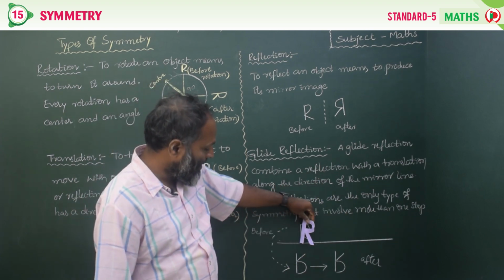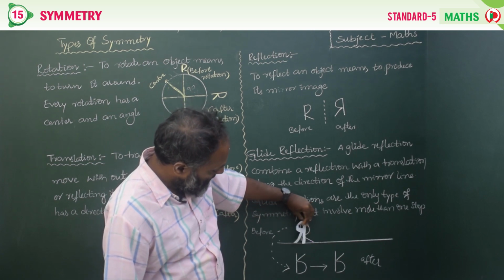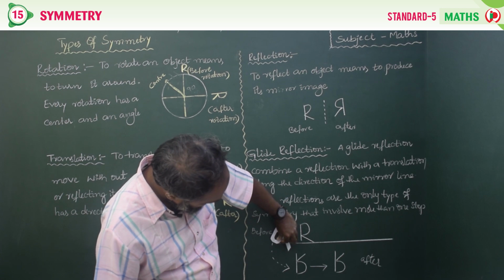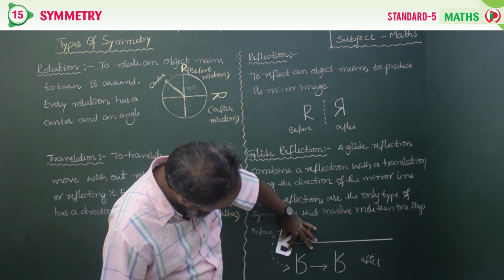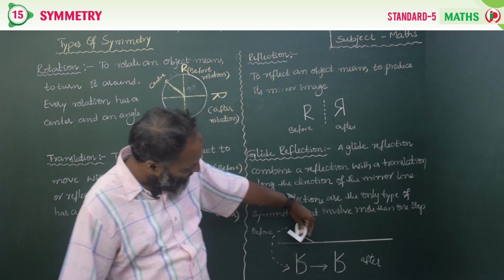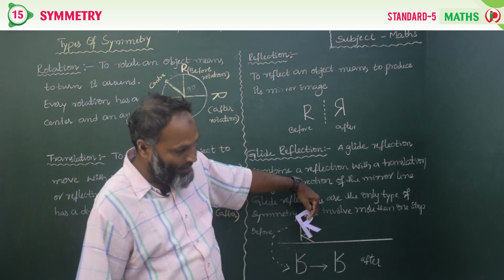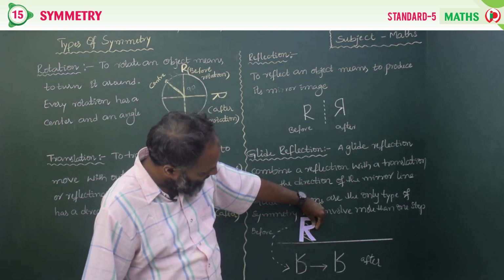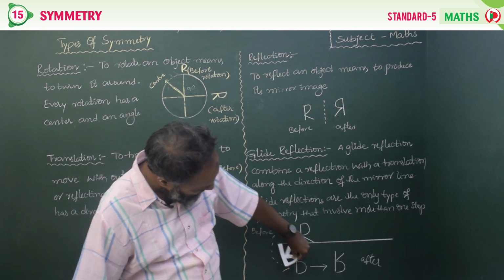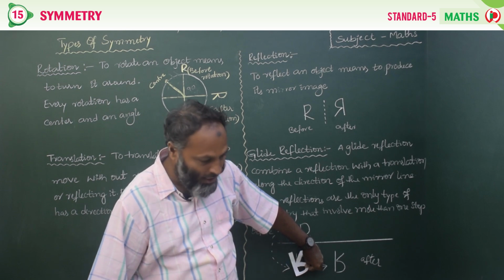So this is the mirror line. This is the mirror line. So when you change your position, mirror line, then you'll get like this. Then you'll get like this in this formation. So this is the mirror line. So mirror line translation. First, whatever the position is there, then after that you take a mirror image. Then after that you translate. So you'll get like this.